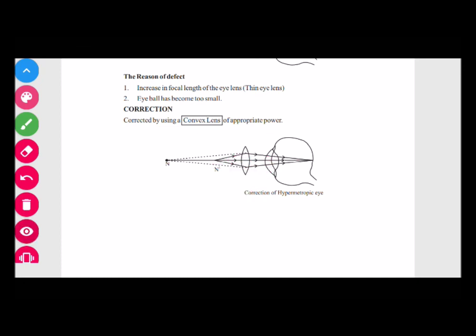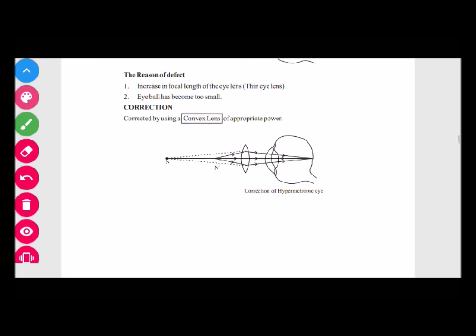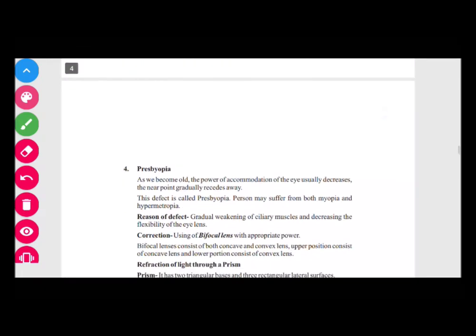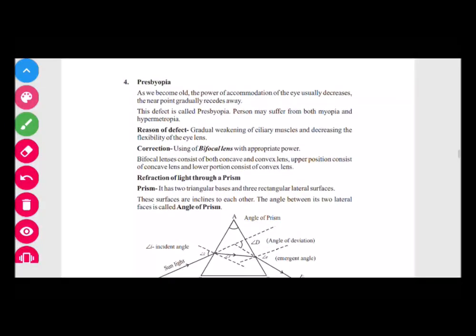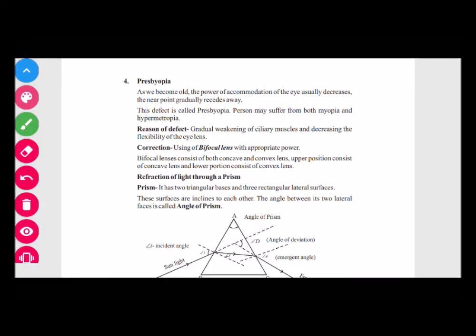So repeat, what are the major defects we discussed? Short sight, long sight, cataract. Come on, let us think about another defect. It is presbyopia. You ever heard of the word presbyopia? Presbyopia is a defect in which it is difficult for the person to see both the nearby objects and faraway objects. So how can we rectify this? We can rectify this problem by using a bifocal lens. So one more time. What is this defect actually? The person may suffer from both myopia and hypermetropia.